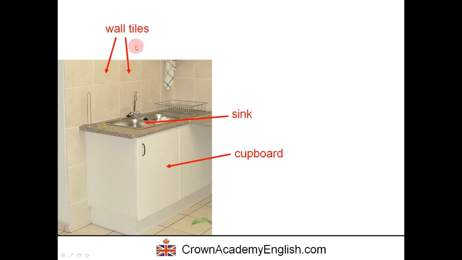And on the wall, we have some tiles. So the general word for these things, each of these are called tiles. And they are on the wall, so we call them wall tiles. And that is to differentiate them from the tiles on the floor. So these are called floor tiles.